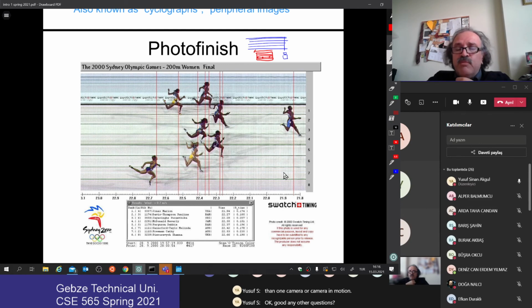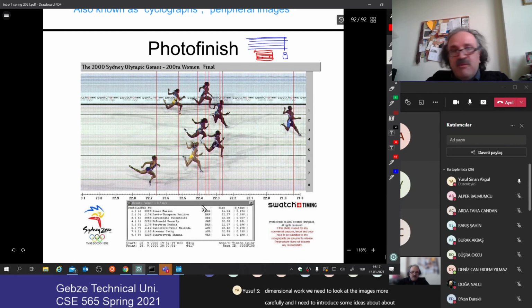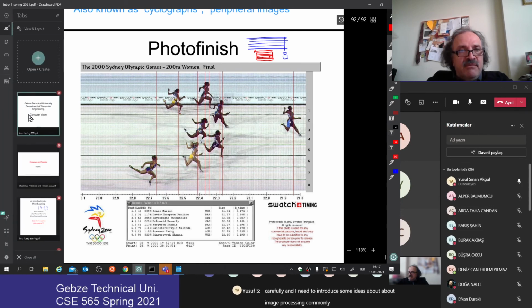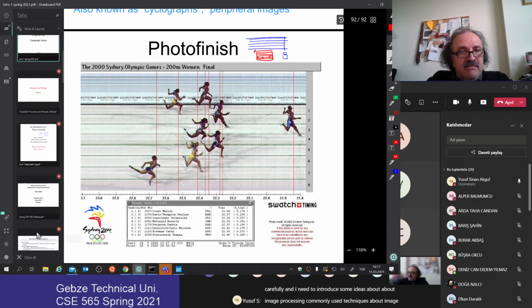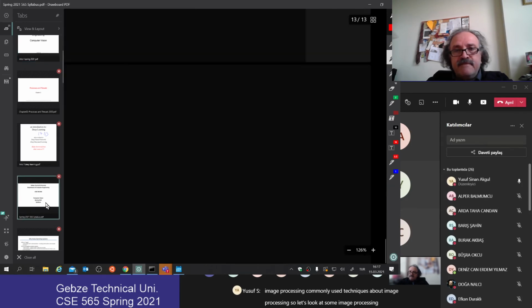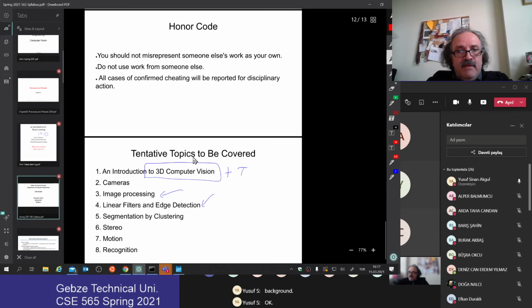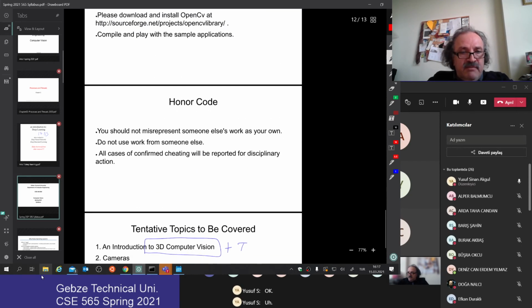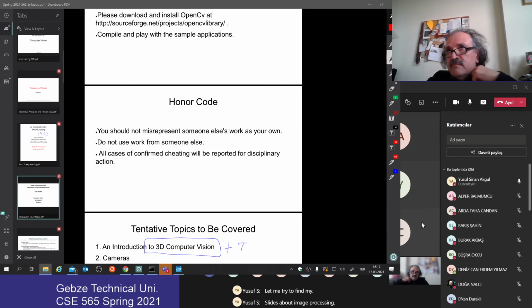Unfortunately, to be able to do something in the three-dimensional world, we need to look at the images more carefully, and I need to introduce some commonly used techniques about image processing. So let's look at some image processing background. Okay. Let me try to find my slides about image processing. Okay, here it is.